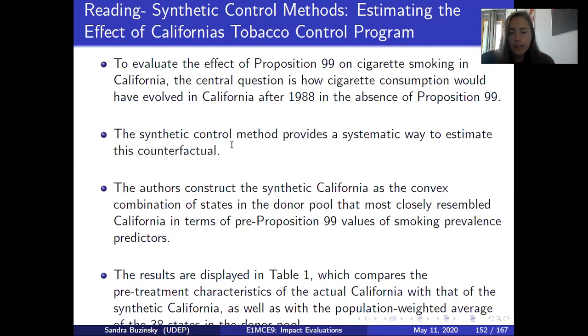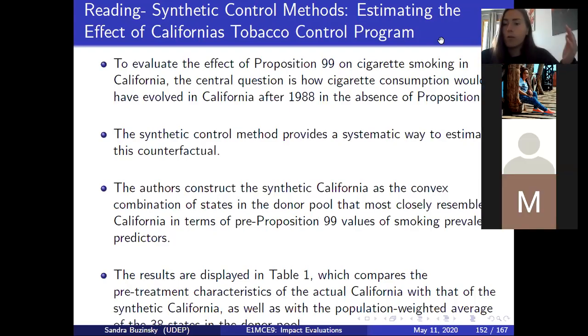The authors are constructing the synthetic California as a combination of states in the donor pool. Remember, we call donor pool the whole group of untreated units. So those are all the states. I think there were 38. The donor pool states that most closely resemble California in terms of pre-Proposition 99 values of smoking prevalence predictors, right? Remember, we're using our set of X's, the predictor values.